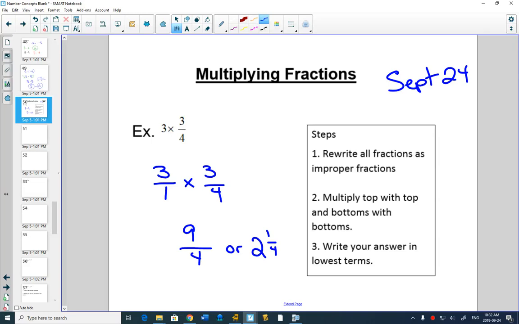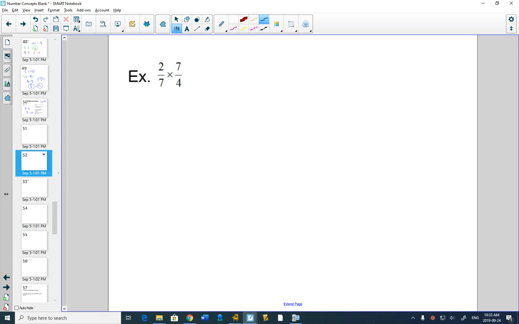No, the denominator won't always be 1. Let's see what this next one is. Let's do this one. Okay. So we have 2 7ths times 7 over 4. So if you multiply across the top, 2 times 7, again, you could use your calculator for this if you needed to, 14. 7 times 4 is 28.